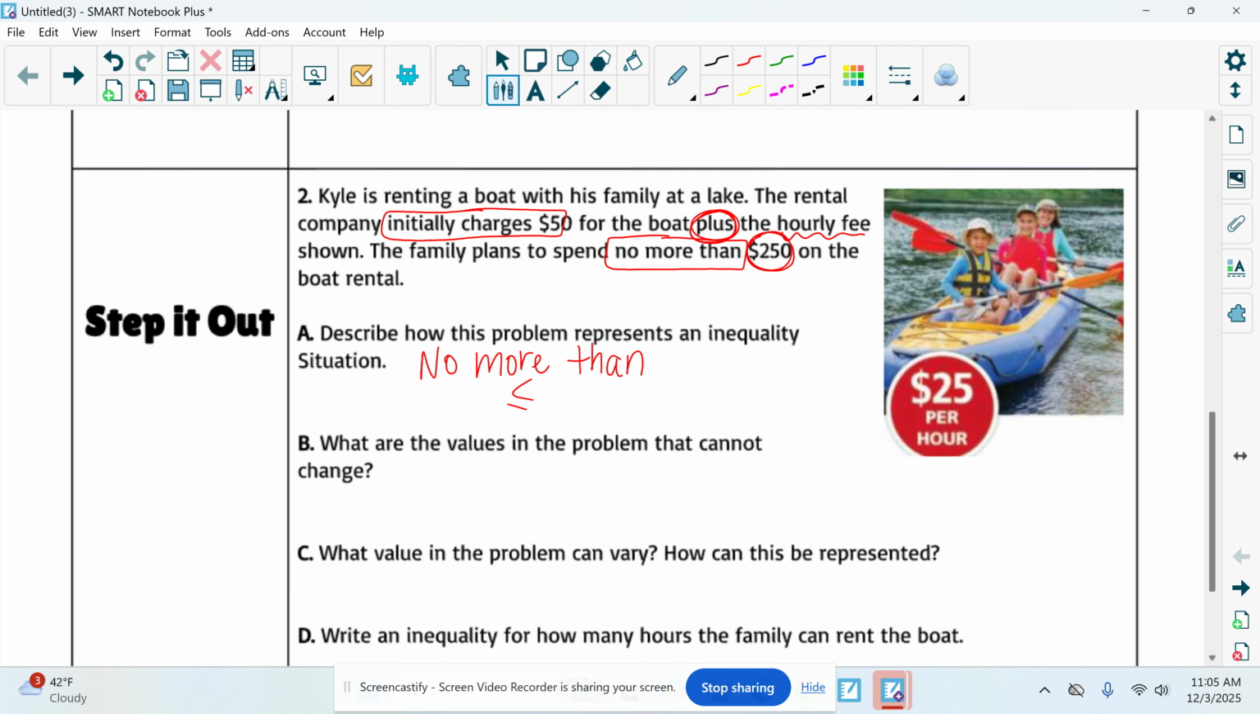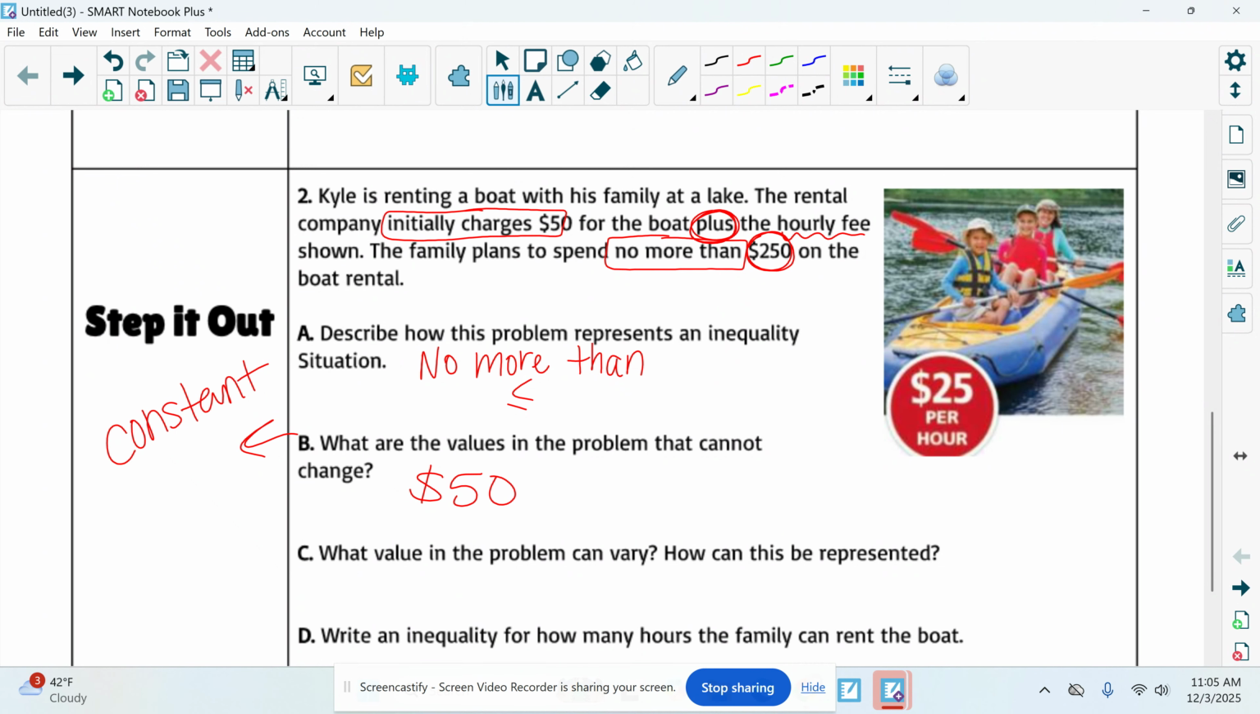What are the values in the problem that cannot change? Remember, cannot change. This is our constant. It's $50. It doesn't matter how long you have that boat. You just go look at the boat and put your toe in it. What do you have to pay them? $50. Okay? You could have the boat for an hour. You could have the boat for 16 hours. You're going to have to first pay $50.